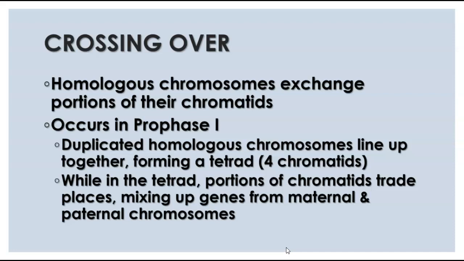The duplicated homologous chromosomes line up, forming a tetrad. It's called a tetrad. Tetra means 4 because there are 4 chromatids that all have the same genes on them. And so while in the tetrad, then portions of the chromatids basically trade places, and that mixes up the genes from the maternal and paternal chromosomes so that you get different combinations of the genes, of the alleles and the genes that are provided by the parents.